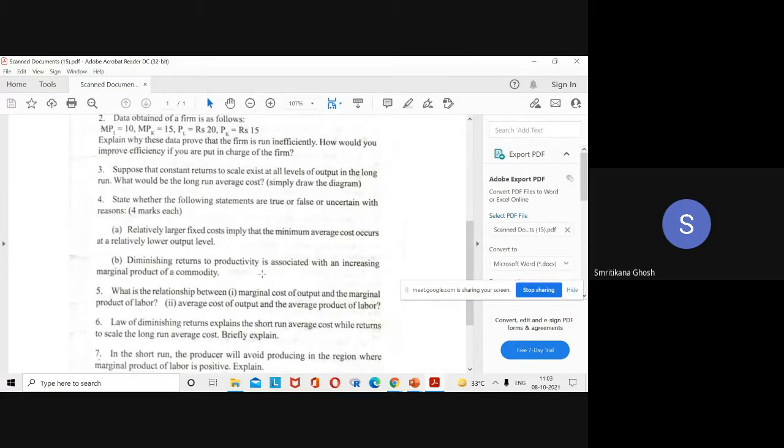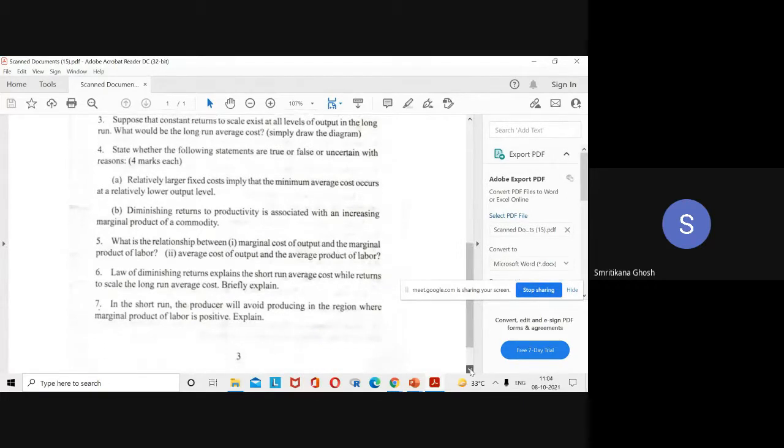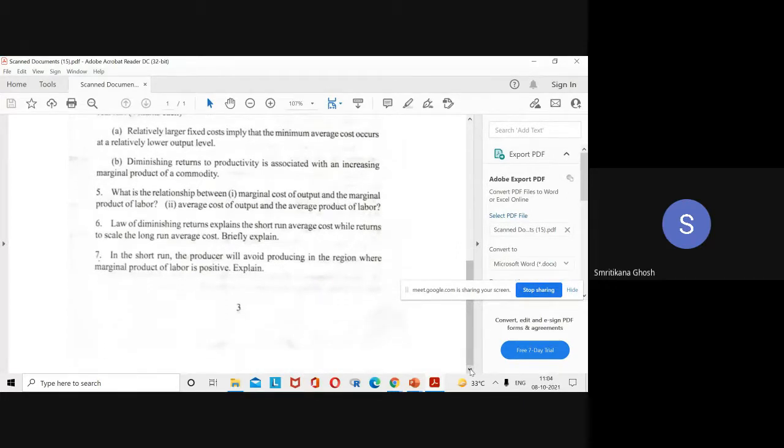Diminishing returns to productivity is associated with increasing marginal product of a commodity. No, you cannot give the answer. This is from cost. Actually, I'm sorry. Look at question 7.